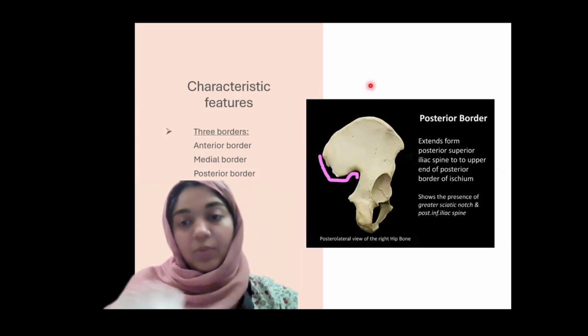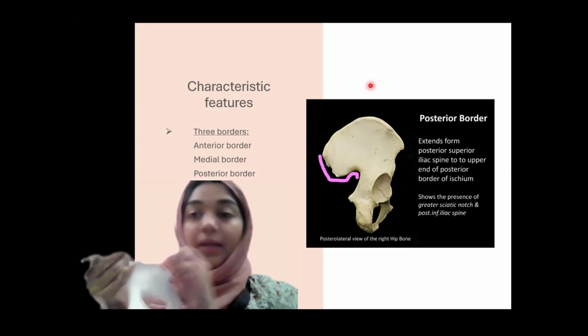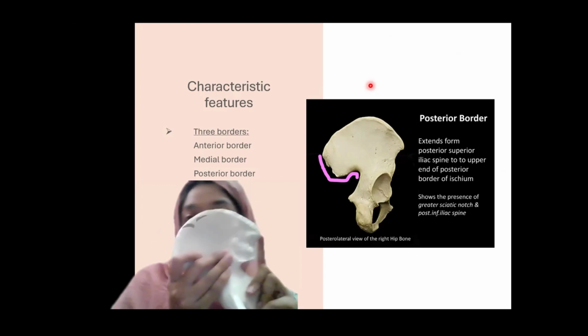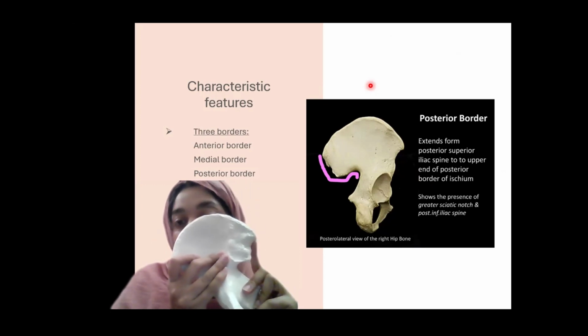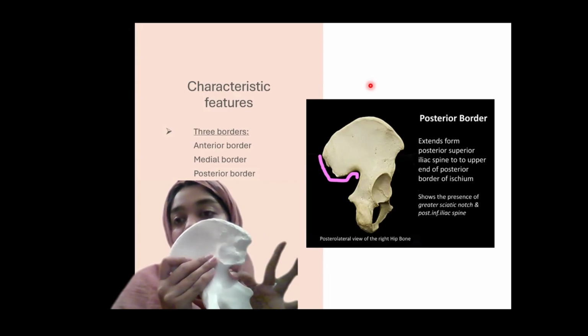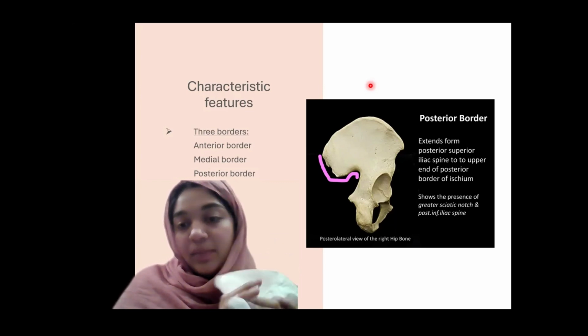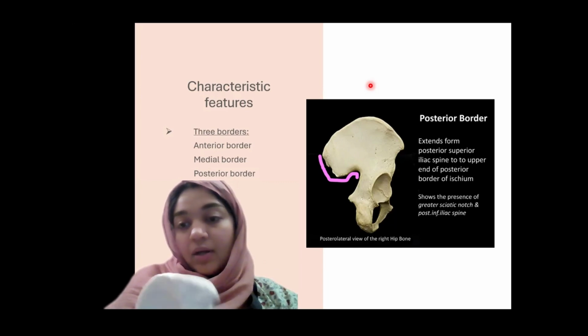Moving on, the posterior border extends from the posterior superior iliac spine here up to the upper end of the border of the ischium. Okay, so this entire pink area is the posterior border, right? So we have an anterior border, a medial border, and the posterior border.